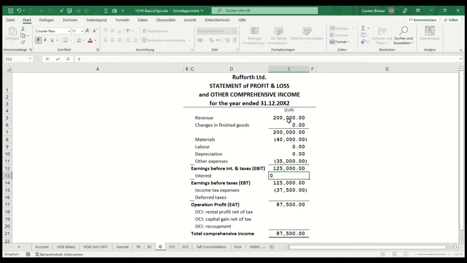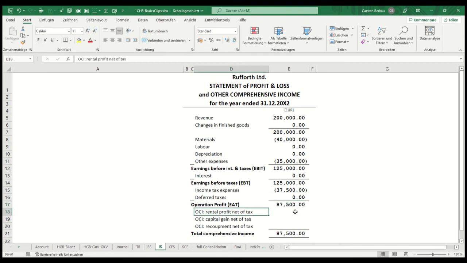There is no interest, and we multiply the earnings before taxes with the income tax rate of 30%, which gives us 37,500. We will see later that there is a difference between the taxable profit and the accounting profit, but in this case this does not create deferred taxes. The reason is that these differences are not temporary. For that reason, deferred taxes do not apply either.